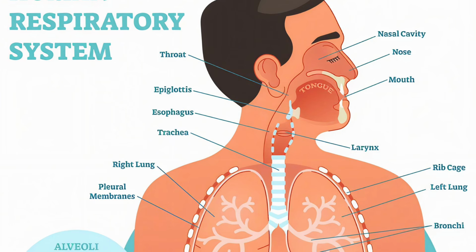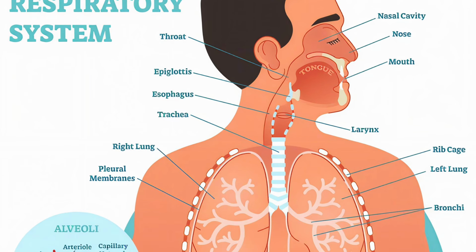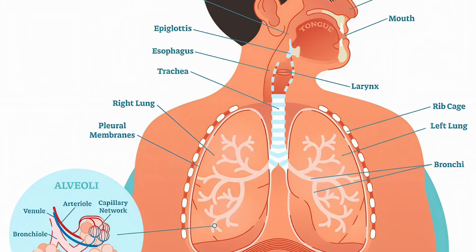It includes the nose and mouth, the pharynx, your throat, the larynx, your voice box, the epiglottis, which is a flap that covers your windpipe when you swallow, and the cricoid cartilage, which is the only complete ring of cartilage in the upper airway. The lower airway's only job is to get air to your lungs.